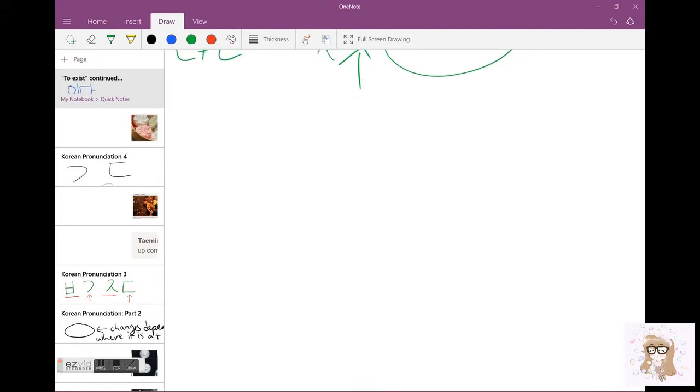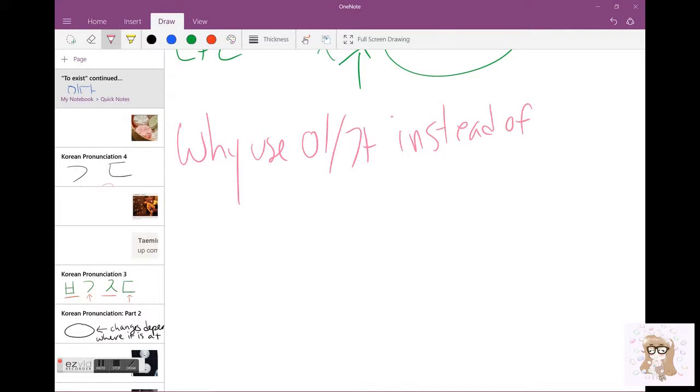Where's the part that explains e? Okay. So now I am going to explain why we use e/ga instead of l/u for objects, or the object in a sentence.